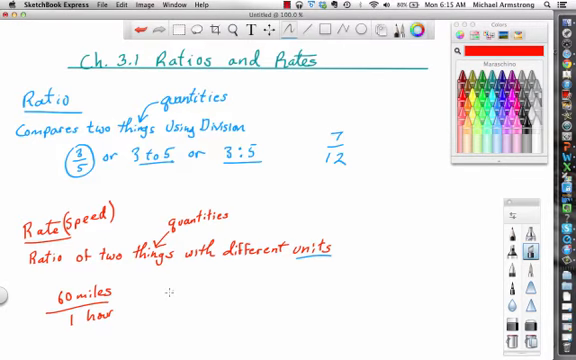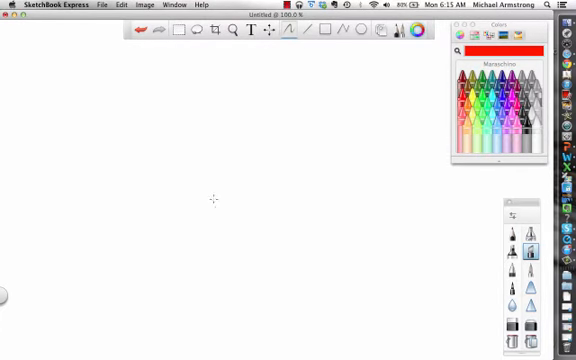Okay. If I were going 30 miles in 2 hours, this is also a rate. We have miles on top and hours on the bottom, so we're comparing different units, miles and hours. We're going to look at several examples here. Let's just look at example number 1.